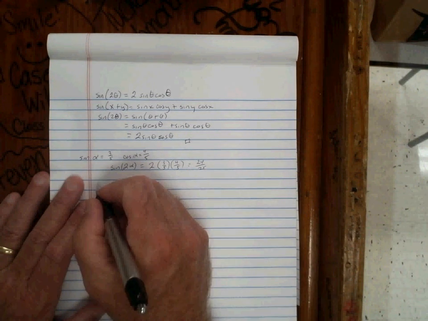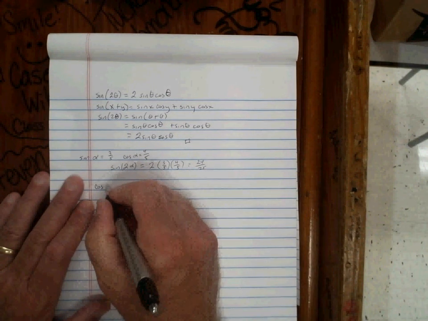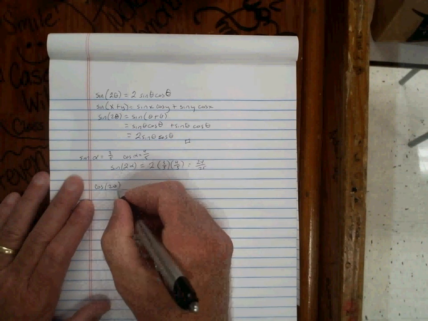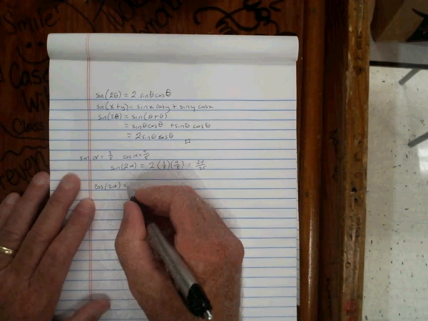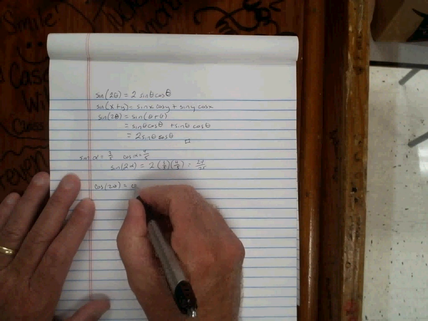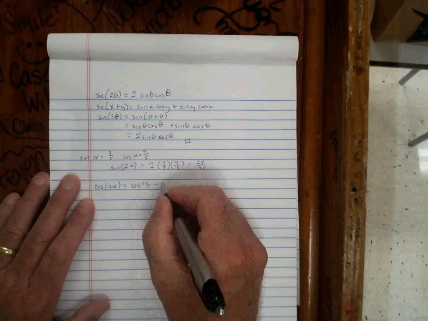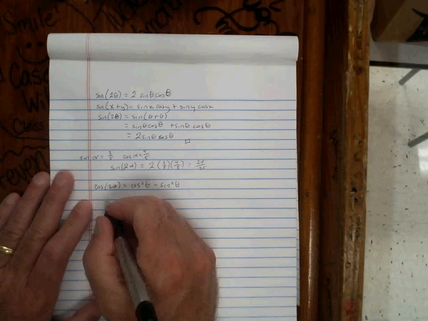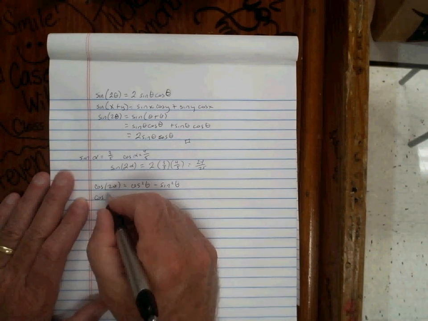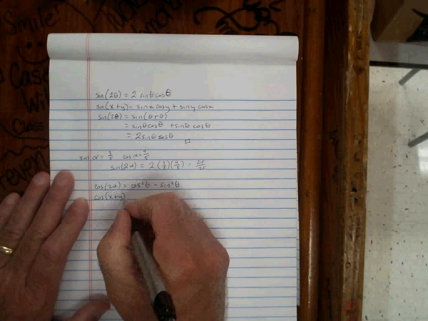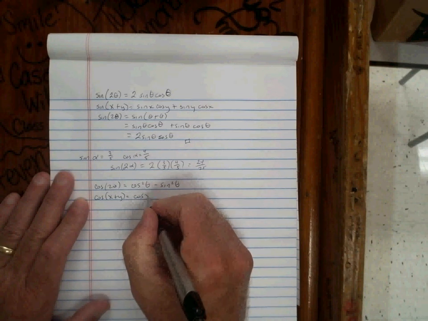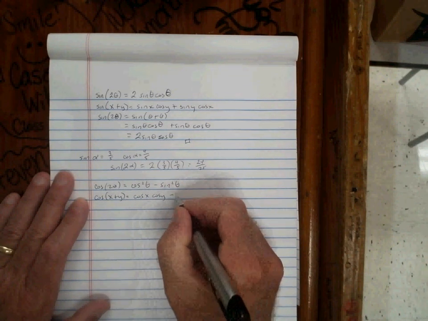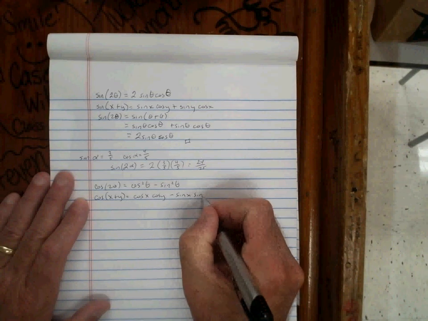We can prove the cosine double angle identity likewise. Cosine 2 alpha, or 2 theta, sorry, is equal to cosine squared theta minus sine squared theta. And we'll use the cosine addition identity we came up with earlier. We have cosine of x plus y is equal to cosine x cosine y minus sine x sine y.